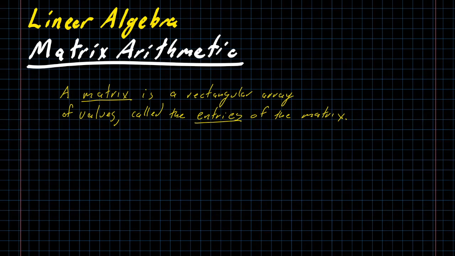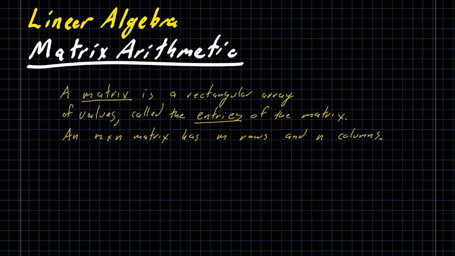A matrix is a rectangular array of values. We call those values the entries of a matrix. If we talk about an m by n matrix, we are specifying a matrix that has m rows and n columns.